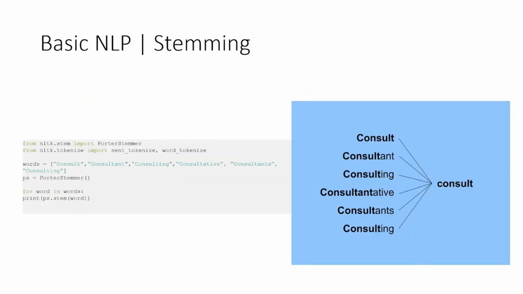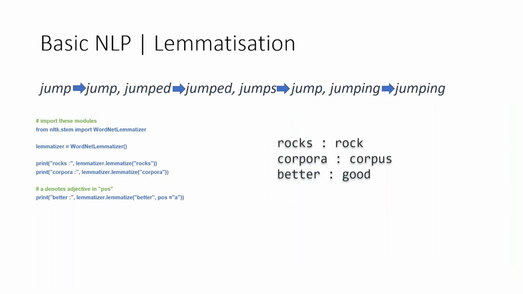Next step, stemming. Stemming is the process of finding the root of words. Here, if you look at these words, they are all derived from the word consult, and consult, consultant, consulting, and so on can all be mapped to consult. Life is not easy. There are more complex scenarios, exceptions. Corpora is actually the plural of corpus. Better is actually good if you look at its stem, if you look at its root. So stemming is not going to find all of these cases.